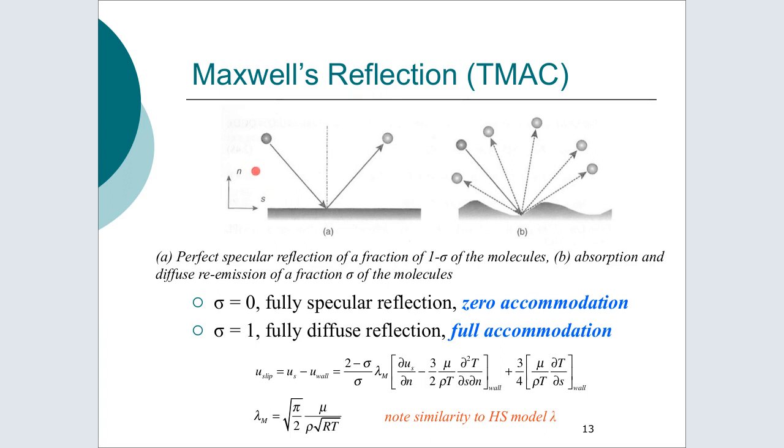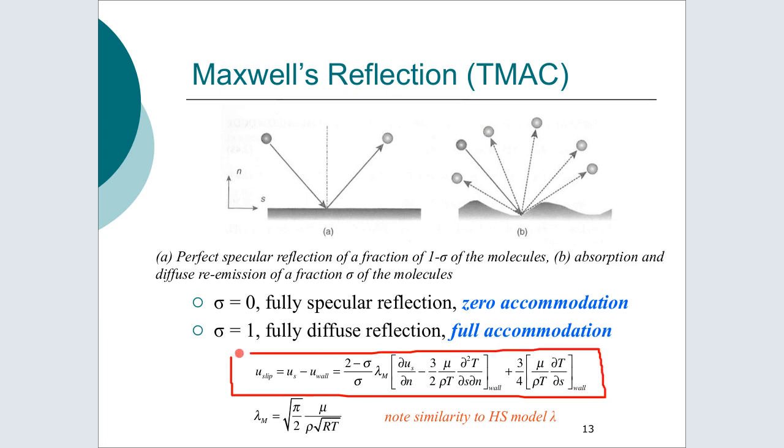The other approach is developed by Maxwell, and it's referred to as the TMAC. It's a bit of a mouthful: tangential momentum accommodation coefficient. What we have here is a more complicated definition, and this is now our boundary condition. Let's take stock of it. The first thing we have is this sigma inside here, and sigma relates to how the molecules are accommodated at the wall.